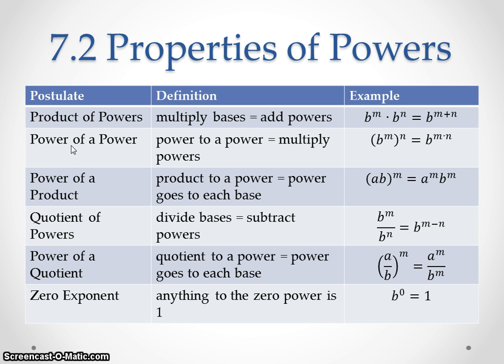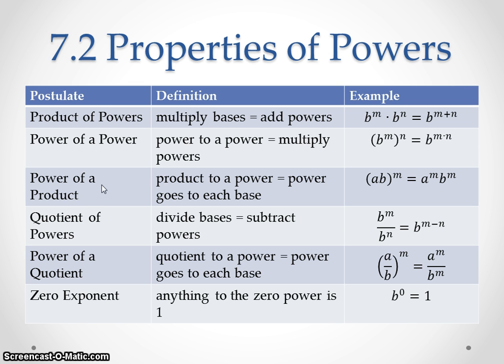Now when we have a power of a power, that means we're going to take one power to another power. So if you look at the setup over here, you have b to the m to the nth, meaning you have two exponents here. So when you take a power to a power, you're going to multiply your powers. So for instance, if this was b squared, and then we take it to the 4th power, so b squared to the 4th, you'd multiply your exponents. So you would have 2 times 4, which is going to give you 8. So b to the 8th power now.